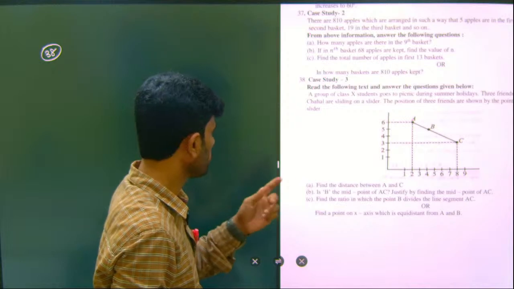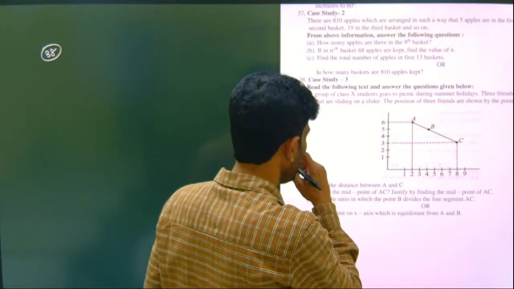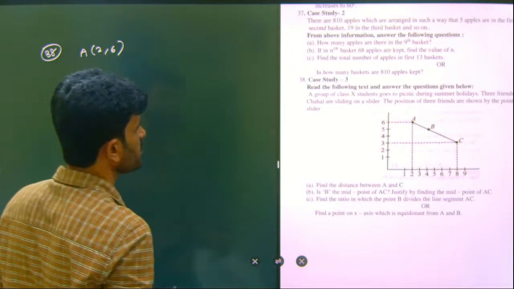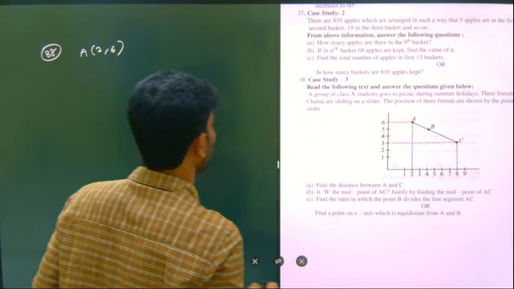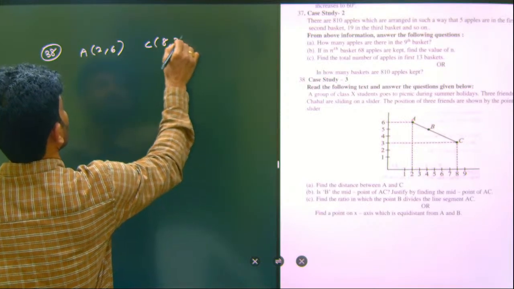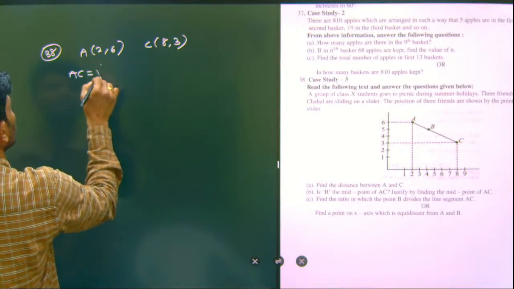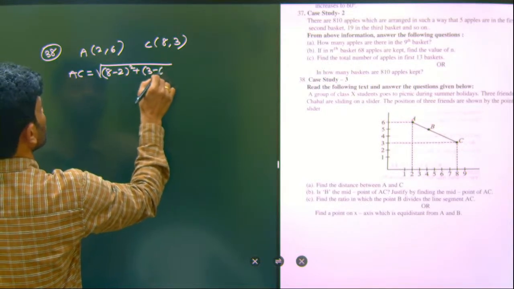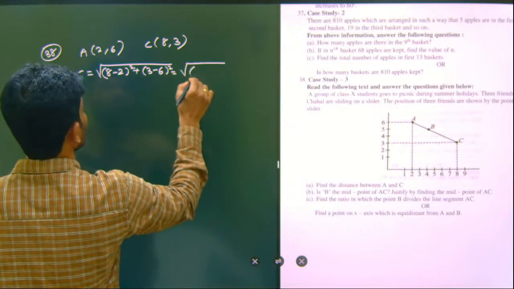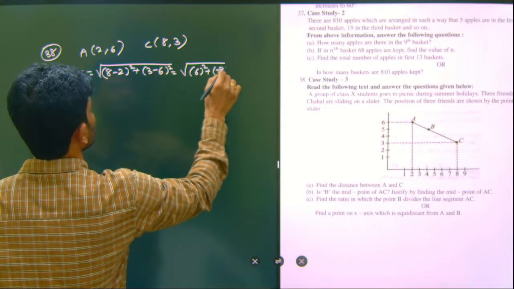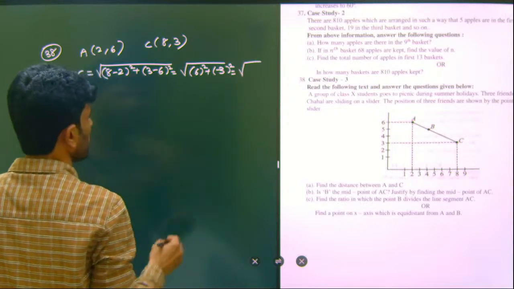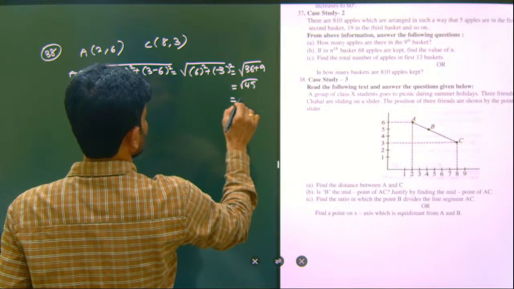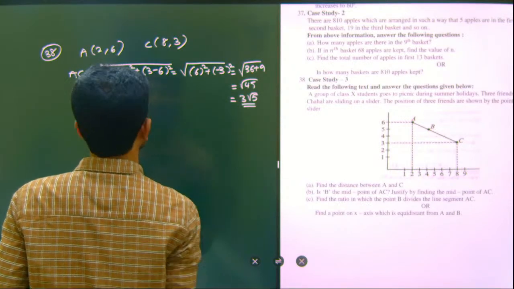Now here question number 38. What we have to find? We have to find out the distance between A and C. A is 2, 6. C is 8, 3. Then AC we have to find. AC is equal to root of 8 minus 2 whole square plus 3 minus 6 whole square, which is root of 6 square plus 3 square, root of 36 plus 9, which is root 45, further 3 root 5. First question answer A.